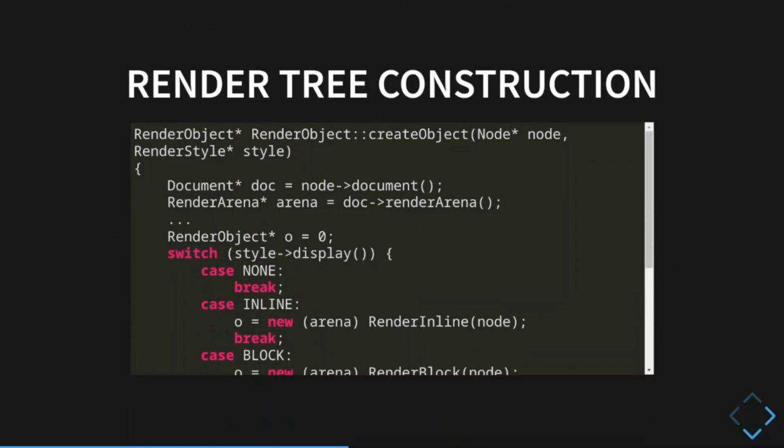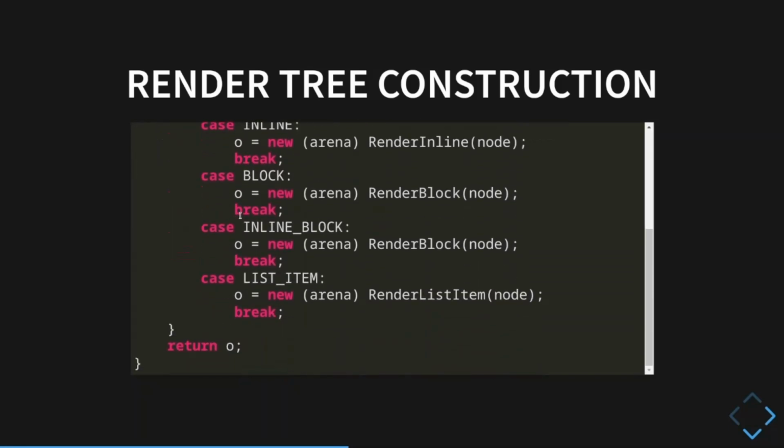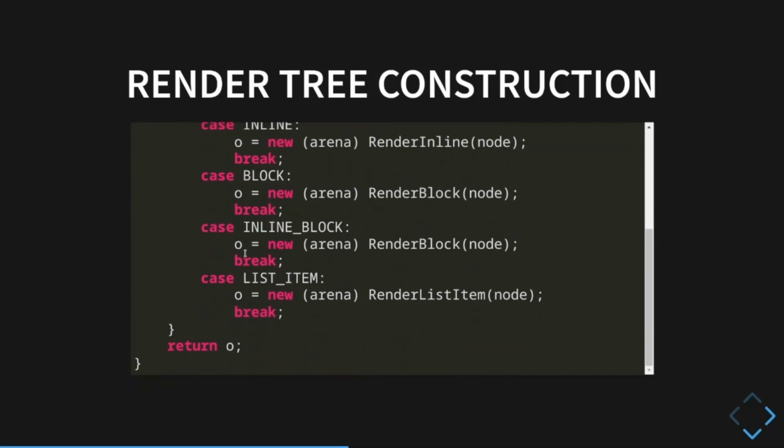Render tree construction. RenderObject* RenderObject::createObject(Node*, RenderStyle* style) { Document* doc = node->document(); switch (style->display()) { ... case INLINE: ... case BLOCK: ... case INLINE_BLOCK: ... } } This will be another two fields for case grids and flags box.